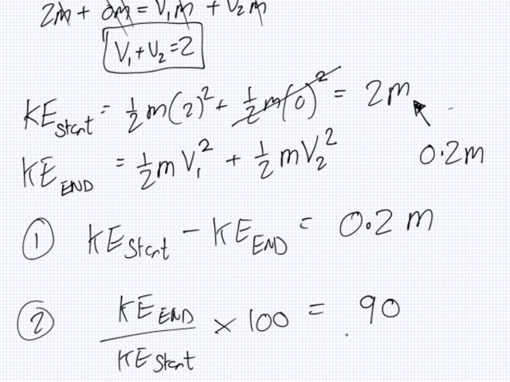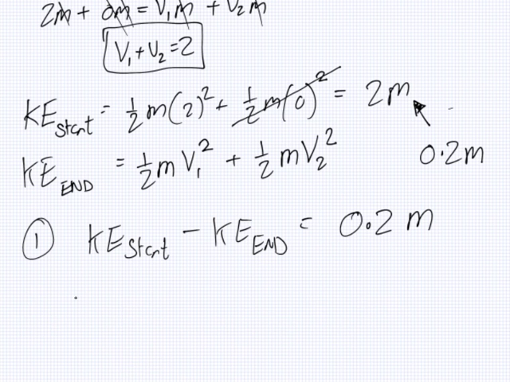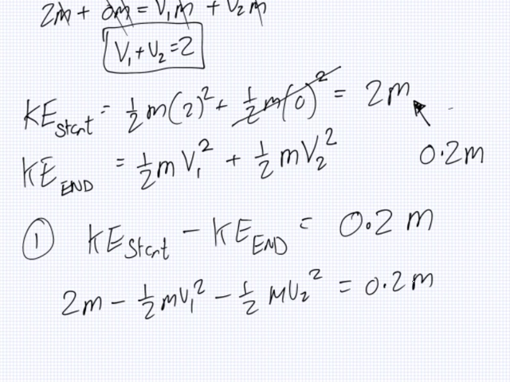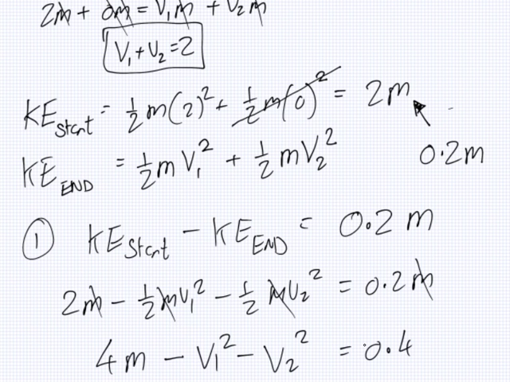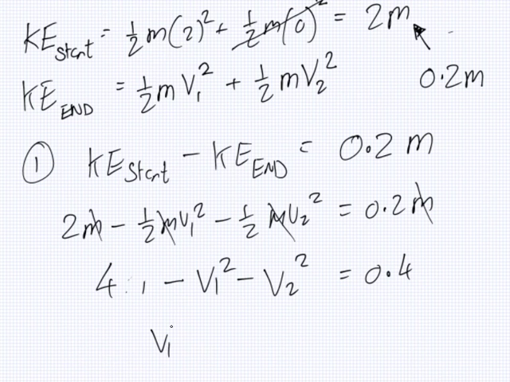The first one is easy, because here you have to be careful. This needs more thinking. So we'll continue with the first formula. So we have 2m minus 1/2 m V1 squared minus 1/2 m V2 squared equals 0.2m. What can I cancel? The m's. And I think I'll multiply everything by 2. So I get 4 minus V1 squared minus V2 squared equals 0.4. Sorry, I shouldn't have the m here. So now I get V1 squared plus V2 squared equals 3.6.